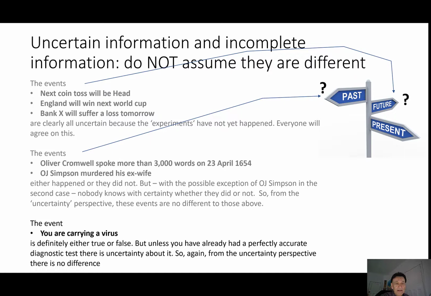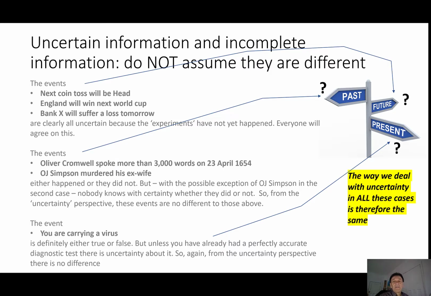And then we've got an event like "you are carrying a virus." Well, it's definitely either true or false. But unless you've already had a perfectly accurate diagnostic test, there's uncertainty about it. So again, from the uncertainty perspective, it's no different to the events above. That's an event which is happening now, about which, again, because of incomplete information, there's still uncertainty. The key thing is that the way that we deal with uncertainty in all these cases is going to be the same.